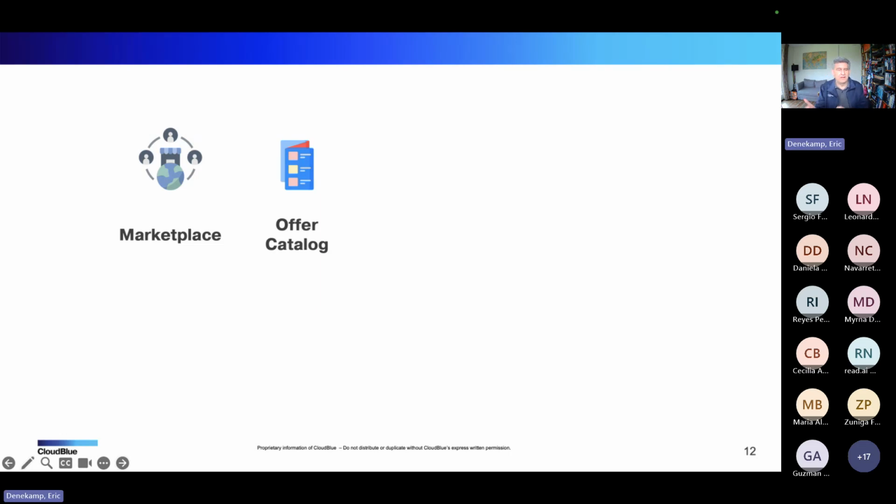So you can fine-tune your offer catalog based on the generic product set that is there, of course. In most cases, as a reseller, you would have to work with the provider to get it working and to get it set up, but still it allows you for that flexibility.